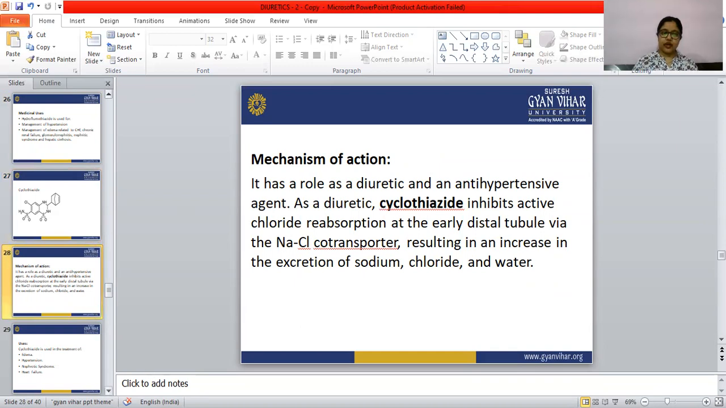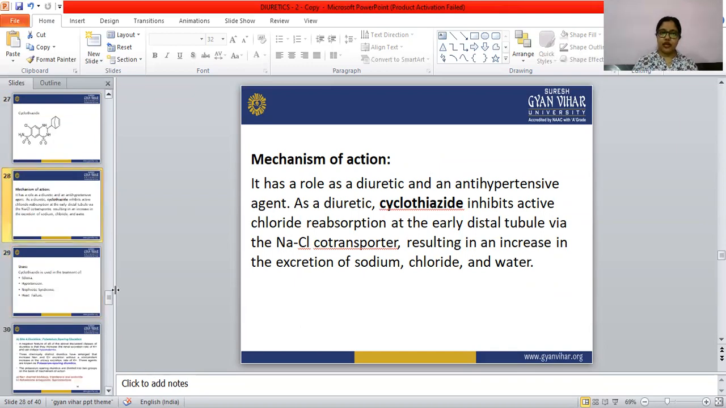So, mechanism of action. It has a role as a diuretic and an antihypertensive agent. Cyclothiazide inhibits active chloride reabsorption at the early distal tubule via the sodium chloride co-transporter. That results in an increase in the excretion of sodium chloride and water.